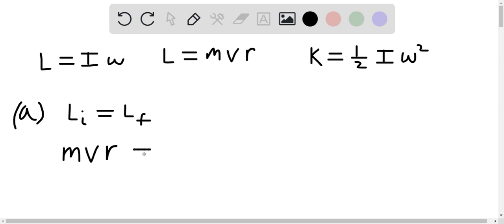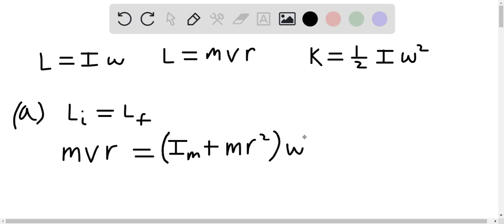And then this is going to be equal to the final angular momentum, where the final angular momentum is the moment of inertia of the merry-go-round, I sub m, plus the moment of inertia of the boy at the distance r away, so this is going to be m r squared, multiplied by omega f, the final angular speed. So again, I sub m was given. It's 20 kilogram times meter squared. M here is still the mass of the boy, 40 kilograms, and r is the distance he is away from the center of the merry-go-round, 2 meters.